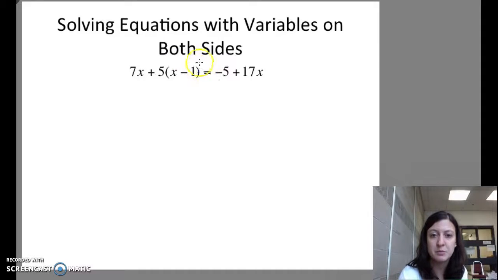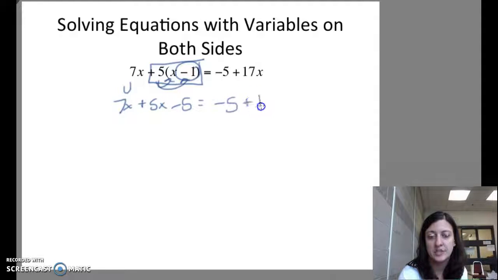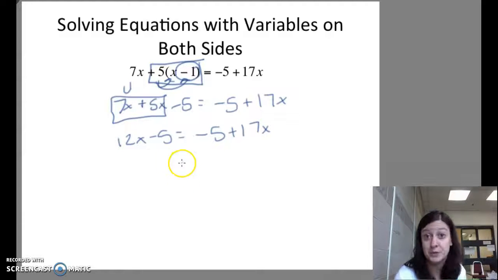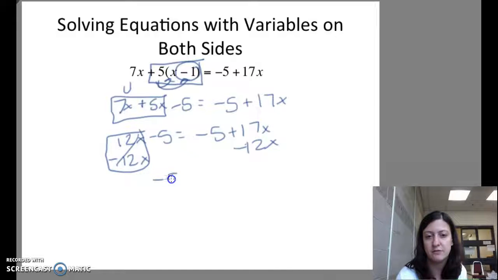Okay, last problem here. Very similar to the first one. 7x plus 5x minus 5 equals negative 5 plus 17x. I'm going to combine my terms. 12x minus 5 equals negative 5 plus 17x. Always, always, always combine your variables first. Minus 12x, minus 12x. Put my vertical zoom in box just to make sure I'm doing it right. Yep, this is negative 5. It also helped me remember that negative sign. Equals negative 5. Positive 17 minus 12 is positive 5x.